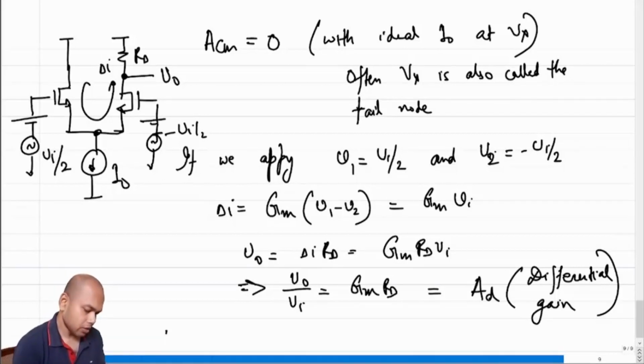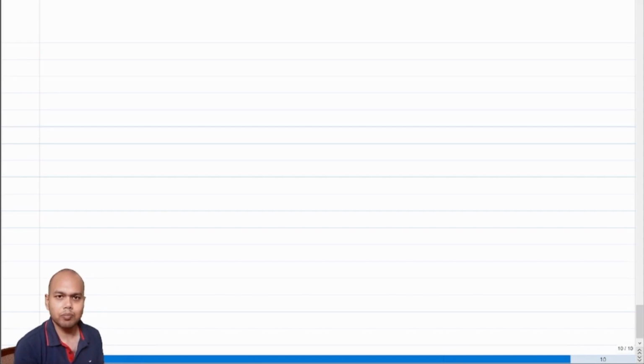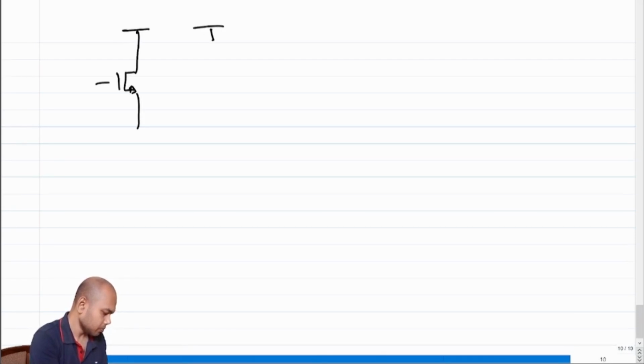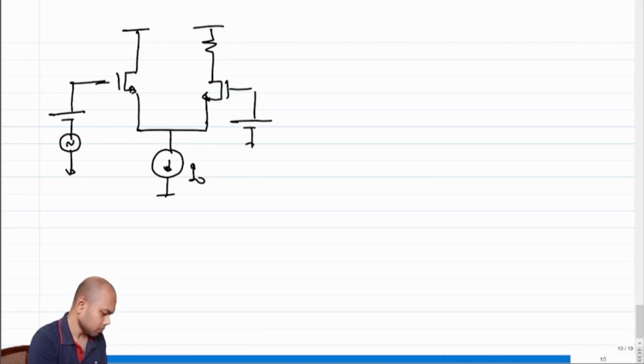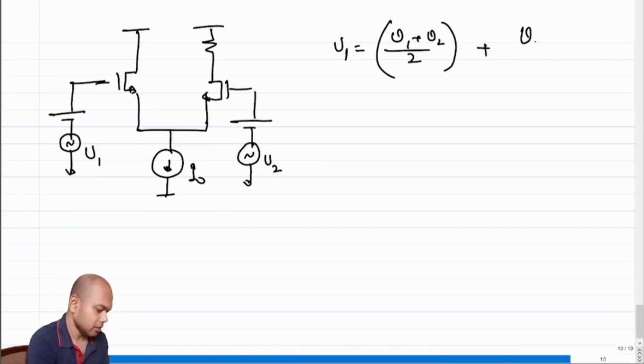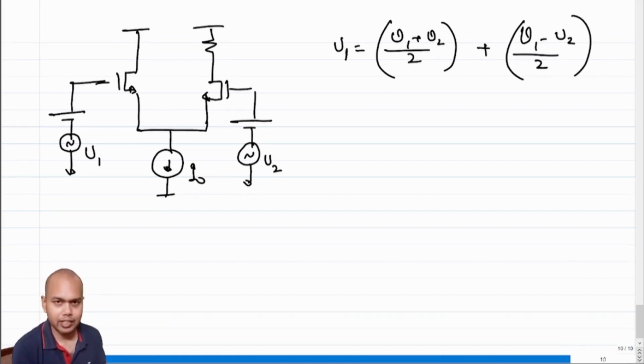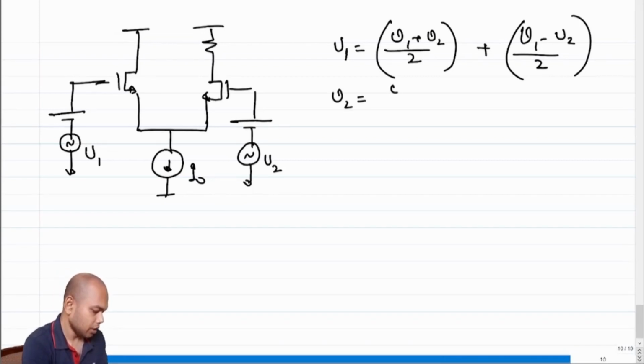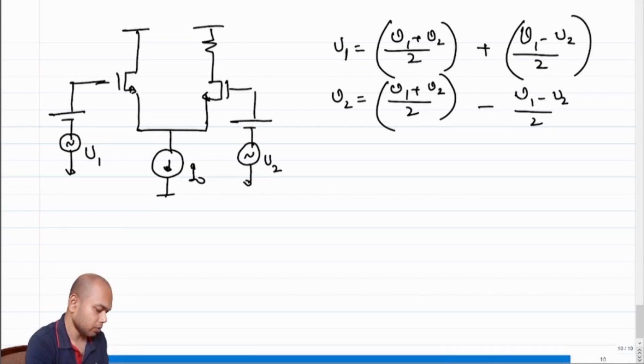Okay, so why do I bother about this differential gain and common mode gain? The reason is the following. Let's say I apply an arbitrary input V1 and arbitrary input V2. Note that I can express V1 as V1 plus V2 by 2 plus V1 minus V2 by 2. It's simple algebra, I broke it up. Similarly, I can express V2 as V1 plus V2 by 2 minus V1 minus V2 by 2, correct?